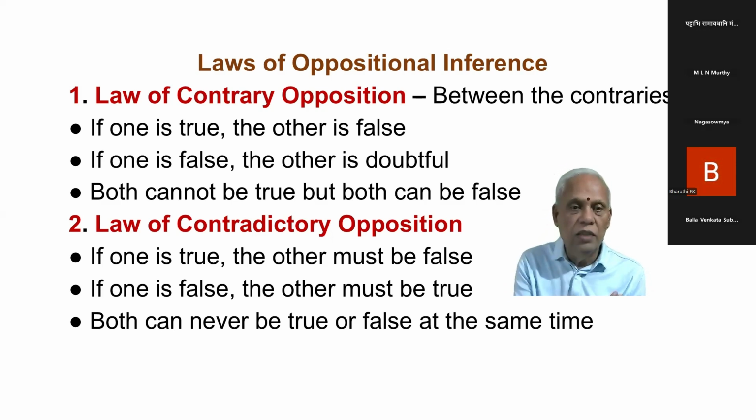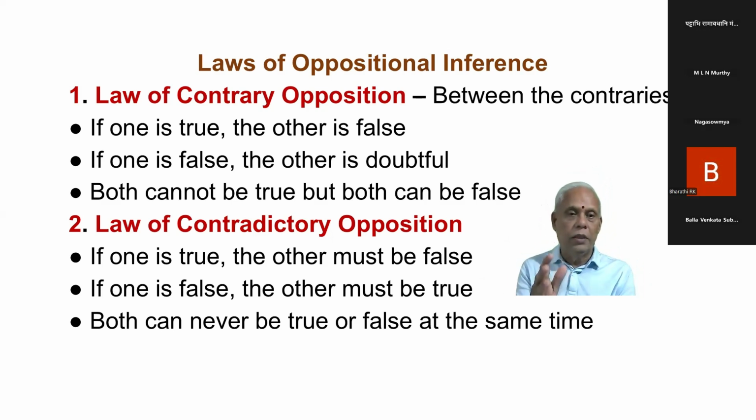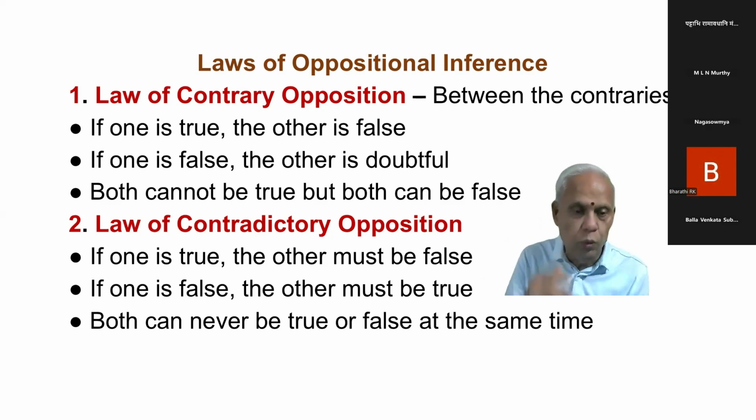Therefore, if one is false, that is, if I say either A or E is false, then for the other, you cannot say its status is doubtful. You cannot say whether it is totally true or not. But when one is true, either A or E, you can definitely say the other is false. I think you understood these two things. Then the third one, both cannot be true, but both can be false. These are very important. You will definitely get at least one or two questions on these rules.